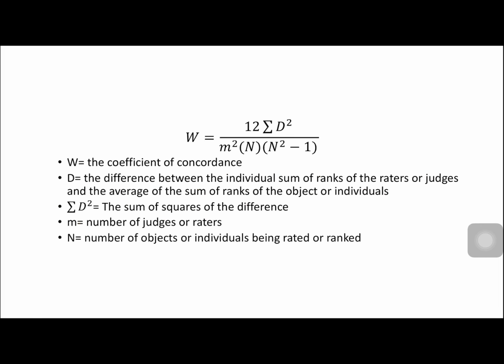The formula that we'll be using for Kendall's W is W is equal to 12 times the summation of D squared divided by M squared times N squared minus 1, where W is the coefficient of concordance, D is the difference between the individual sum of ranks of the raters or judges and the average of the sum of ranks of the objects or individuals. Summation of D squared is the sum of the squares of the difference. M is the number of judges or raters and N is the number of objects or individuals being rated or ranked.